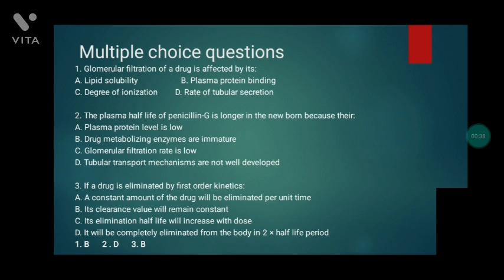Third, if a drug is eliminated by first order kinetics: A. A constant amount of the drug will be eliminated per unit time. B. Its clearance value will remain constant. C. Its elimination half-life will increase with dose. D. It will be completely eliminated from the body in 2.5 half-lives.